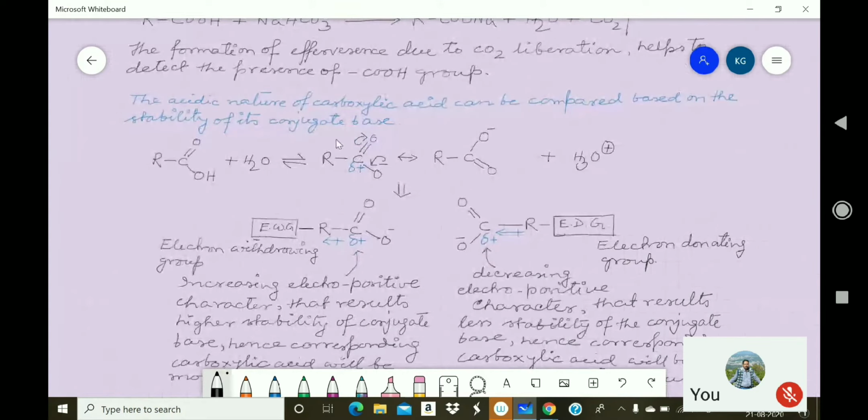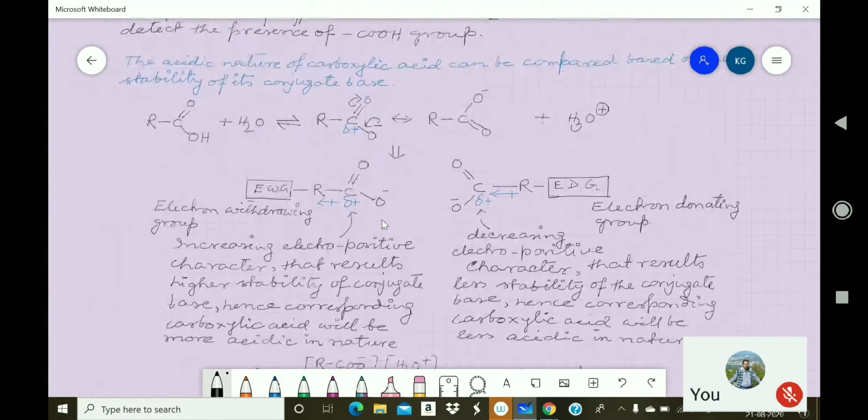Now, suppose with this alkyl group here, if there is any electron withdrawing group present, then what will happen? There will be a pull of electron from this carbonyl carbon, and therefore the electropositive nature will increase, and the corresponding resonance stabilization will also increase. That means this resonance will be more profound.